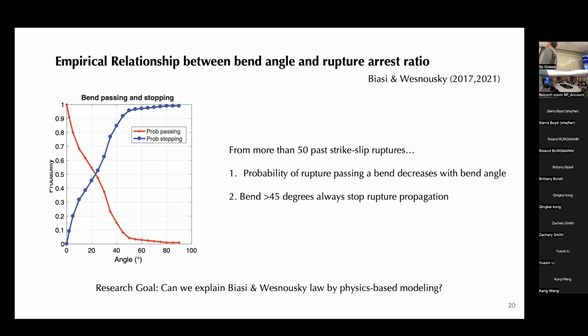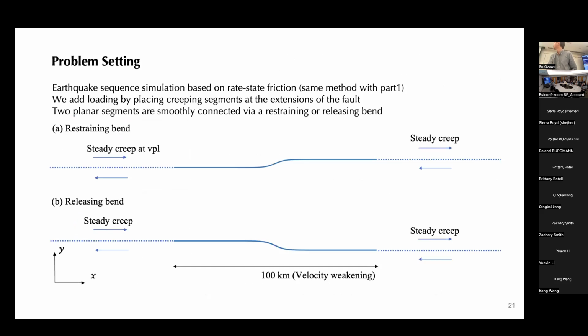The second is that a bend greater than 45 degrees almost always stops rupture propagation. So this is a very interesting observation. So we want to reproduce, or can we explain, the Biasi and Wesnousky empirical law by physics-based modeling, using the framework that I talked about earlier? So the problem setting is like this.